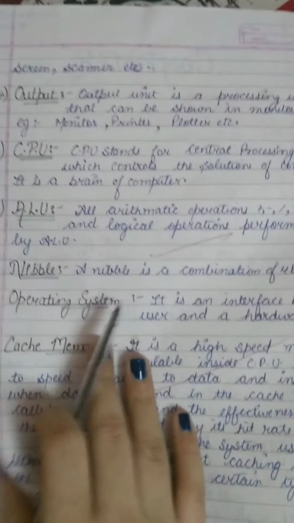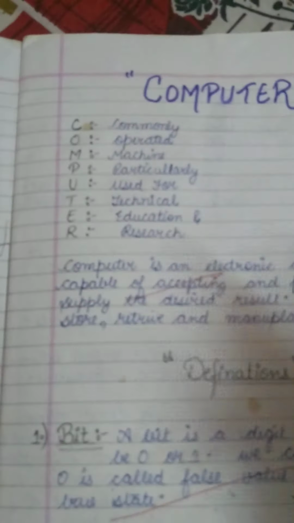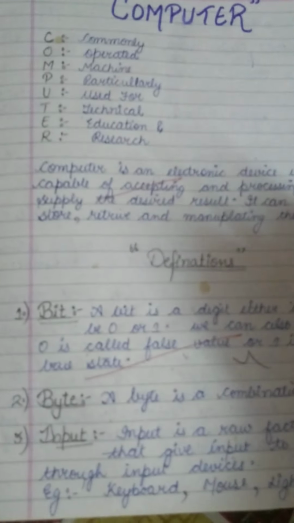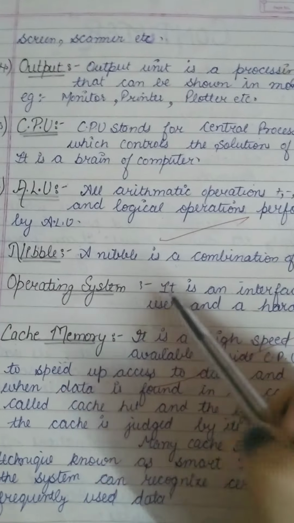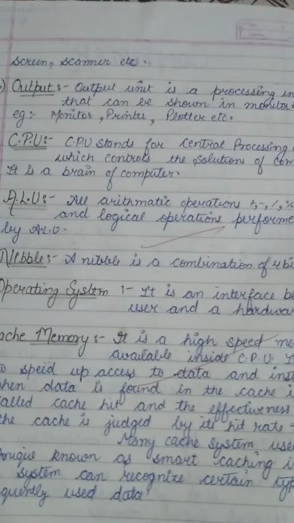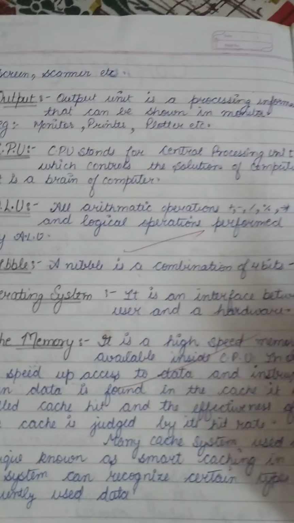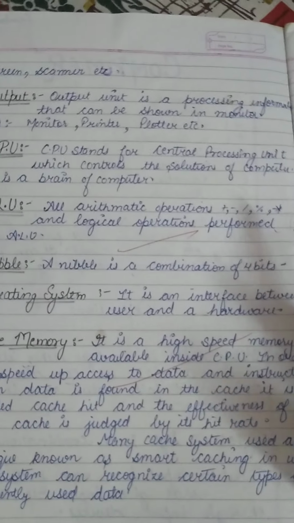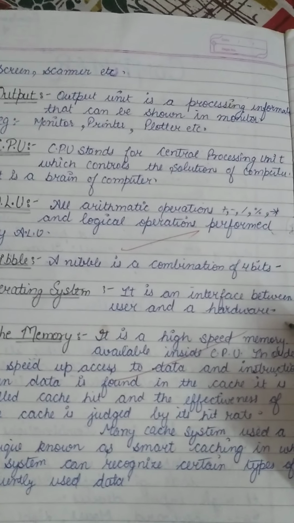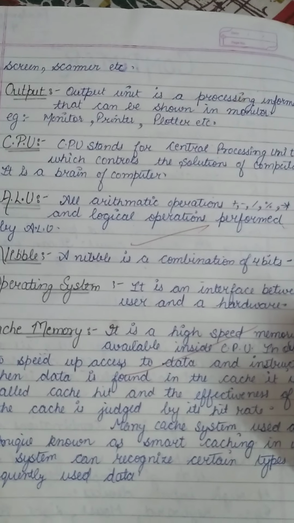In this session, first of all, we learned the definition of computer, then the definitions of bit, byte, input, then output, CPU, ALU, nibble, operating system, and cache memory. In the next session, we will learn input and output devices. These notes can help in your graduation to learn the basic fundamentals of computer. Hope these notes can help in your future also.